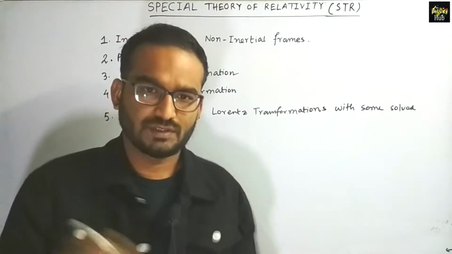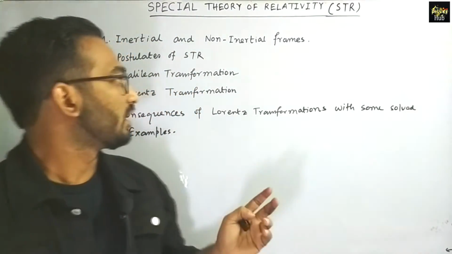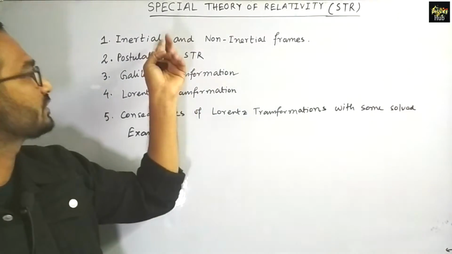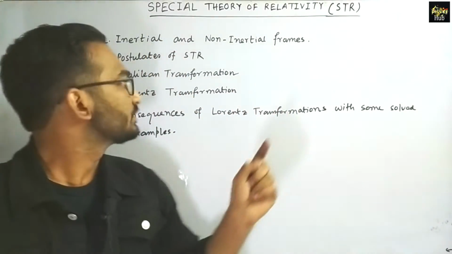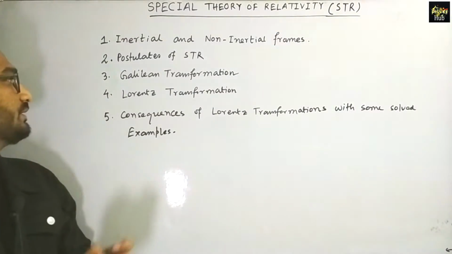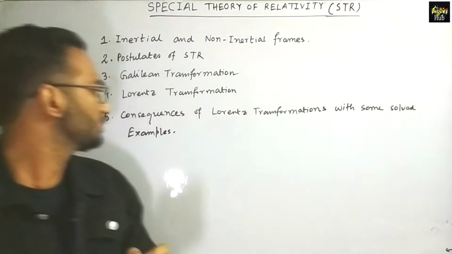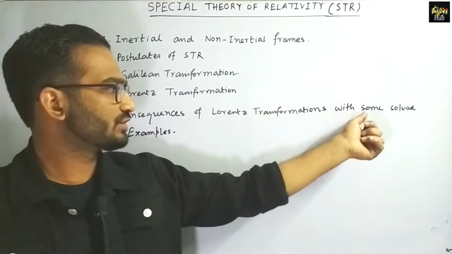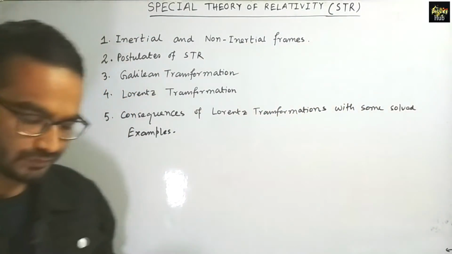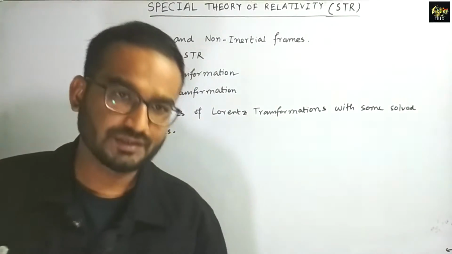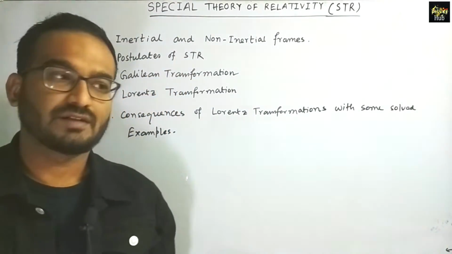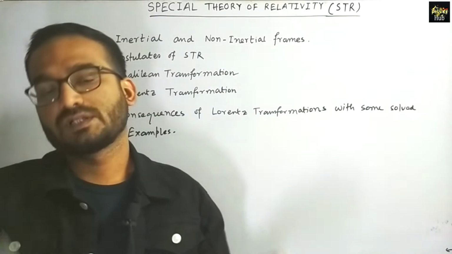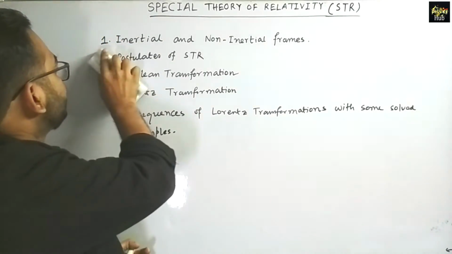As far as today's video is concerned, I have divided this video into 5 topics. First one is inertial and non-inertial frames. Secondly, postulates of special theory of relativity. Thirdly, Galilean transformation. Fourth, Lorentz transformation. Fifth, consequences of Lorentz transformation with some solved examples. Now let's start with the first one, inertial and non-inertial frames. To understand the topics of special theory of relativity, we must know what an inertial frame is and what a non-inertial frame is.